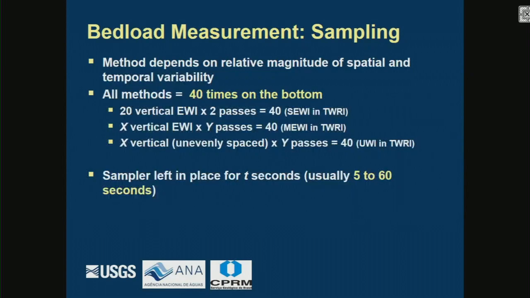In particular, with this one here, you can go X number of verticals evenly spaced, at Y passes. So if you don't think 20 is too many or maybe not enough, you can vary that, but it's still the same as hitting the bottom 40 times. I've got a schematic that shows this one a little bit better. But in each pass, or each time you lower it to the bottom, you're usually going to set the sampler there for 5 to 60 seconds.